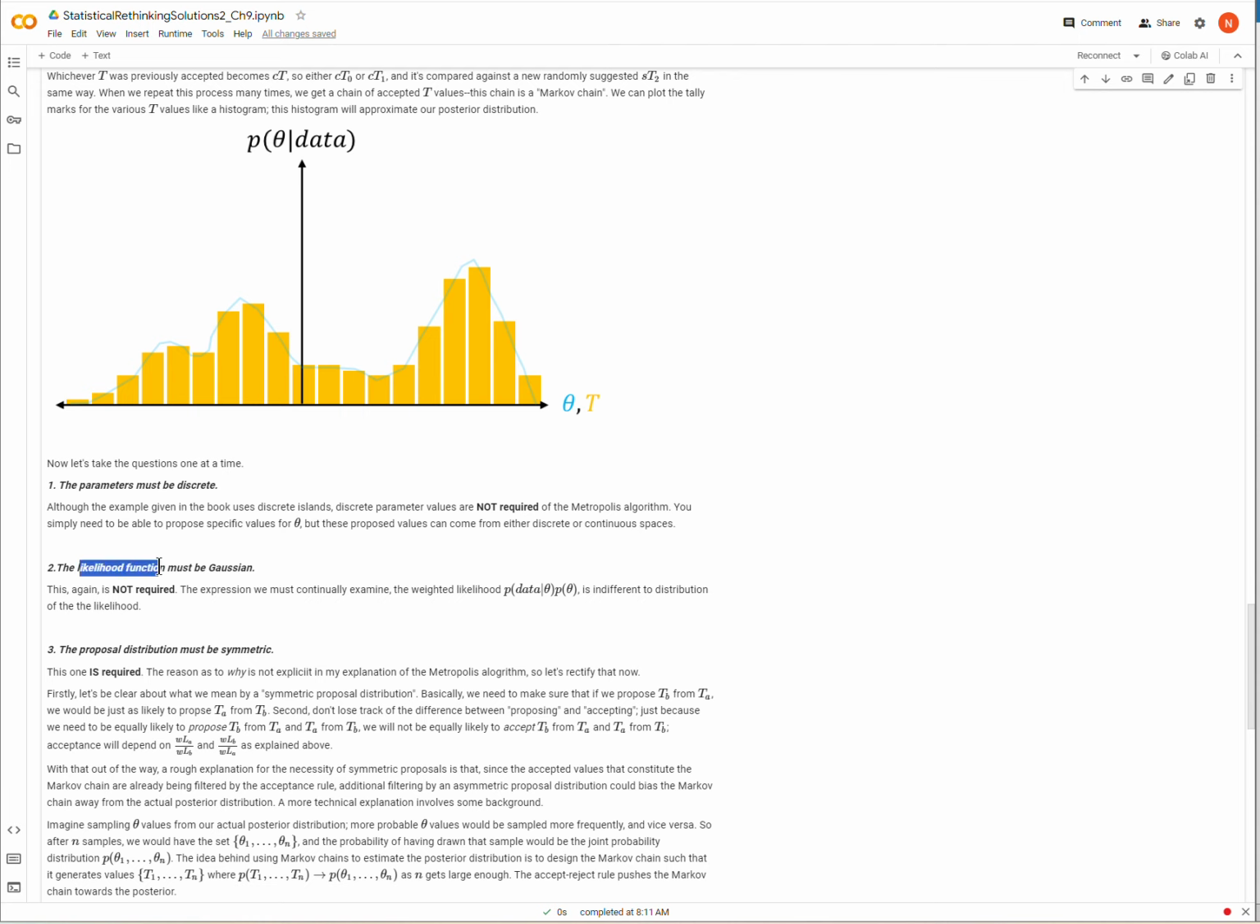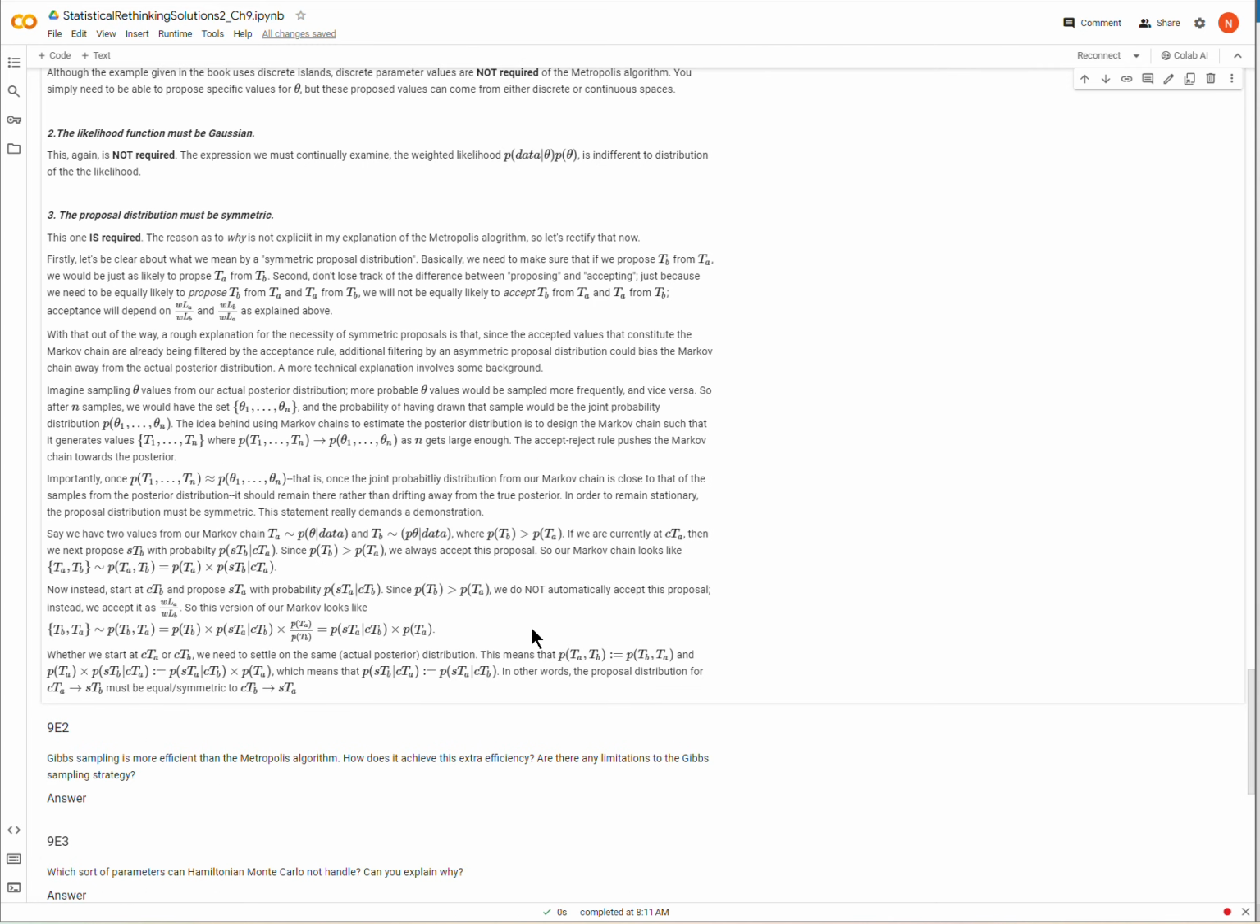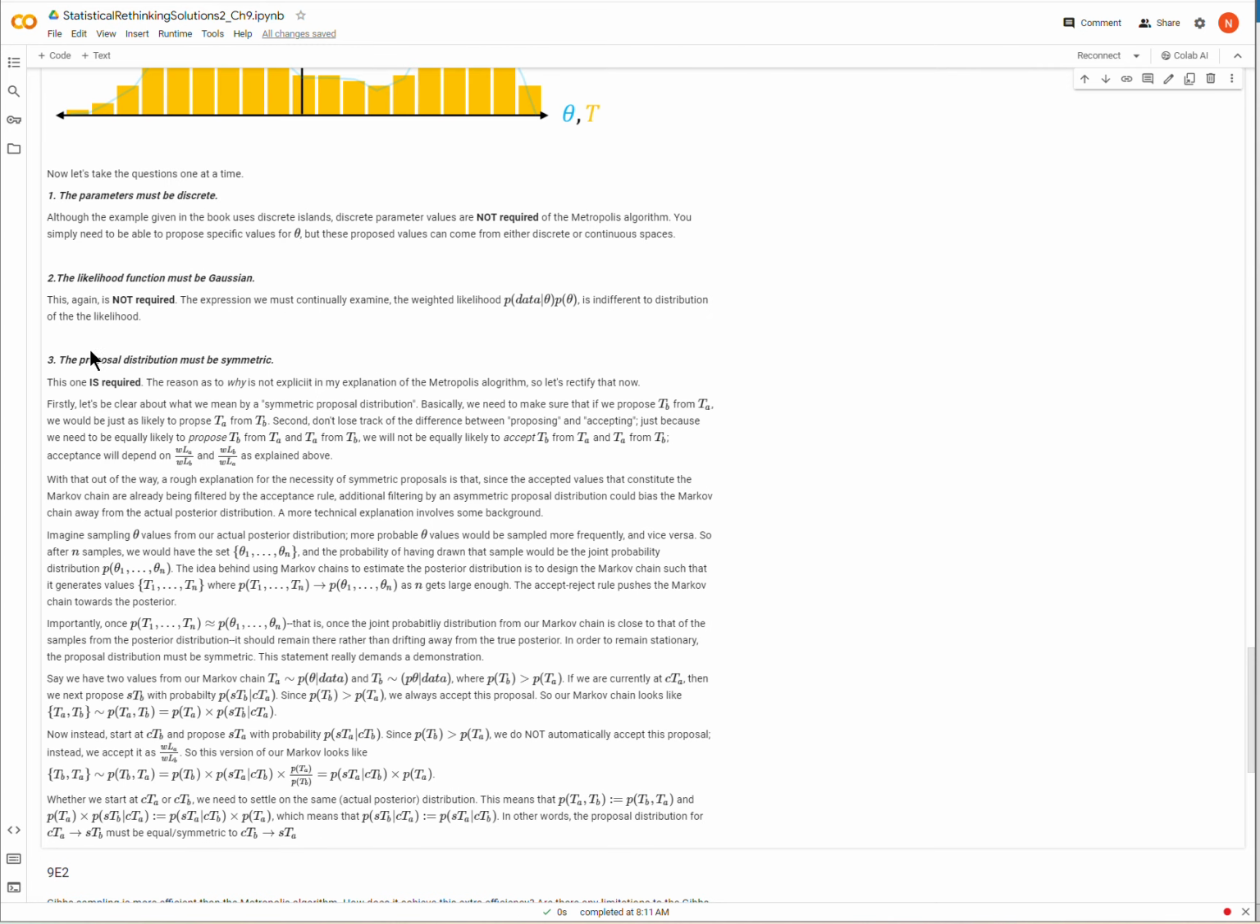Okay, second, the likelihood function must be Gaussian, or a normal distribution. So again, this is not required. The Metropolis algorithm really is computing this guy right here, and this is a completely generic form. It does not matter how p data given theta is distributed. It accepts this form in whatever distribution the data happens to come in.